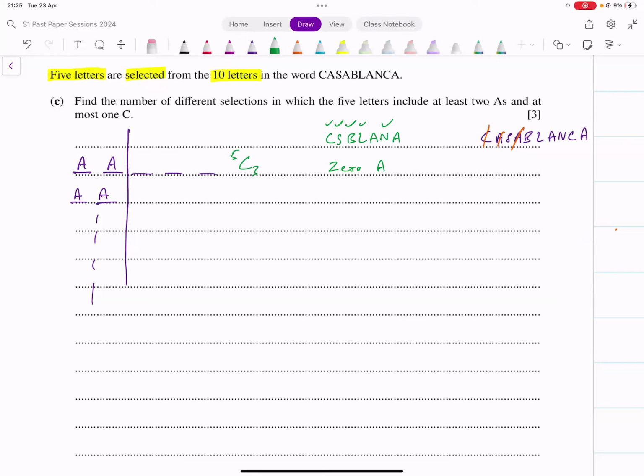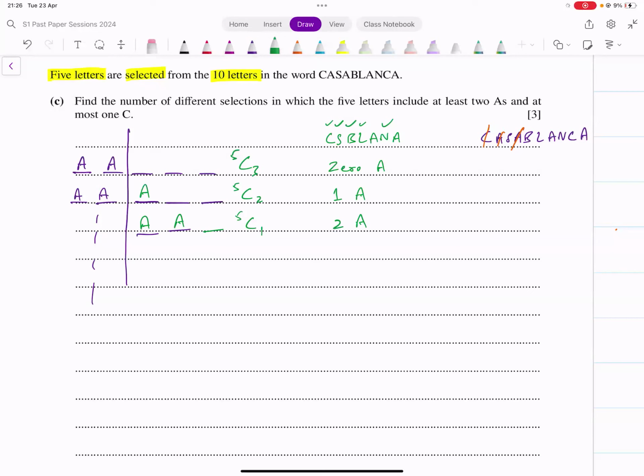And then the next possibility could be that from the remaining A's, we select one more A. If one A is selected, out of the remaining 5 letters, how many more do we have to select? 2. So that's 5C2. If we select 2 more A's, we've got only one place left. And how many letters do we have to choose from? 5. So that's 5C1.